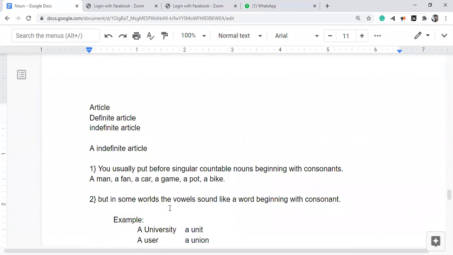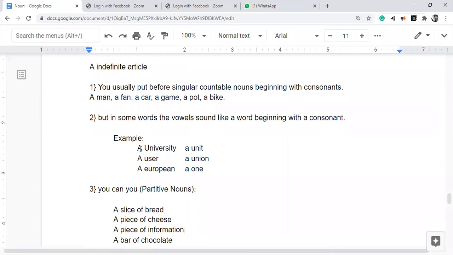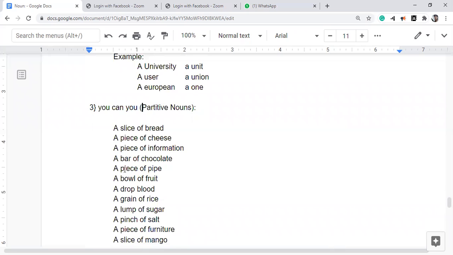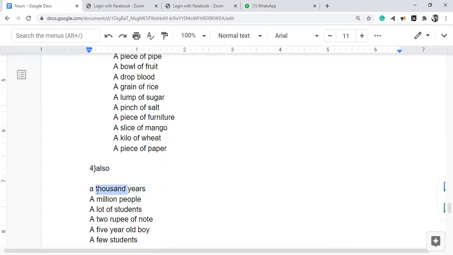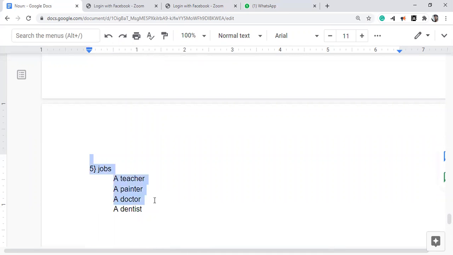So we usually put it before a singular countable noun beginning with a consonant. जो consonant से शुरू होते, but it should be beginning with a consonant sound. But it should be a singular countable noun. Point number two, in some words the vowels sound like words beginning with a consonant sound. Understood this? For example, a university, a unit, a user. Before a partitive noun, and also you can use it with some amounts, a thousand years, a million people, a lot of students, a 3 mile race, before jobs. Understood? These 5 points you have to remember. Simple. Okay. So any doubt with this? No.